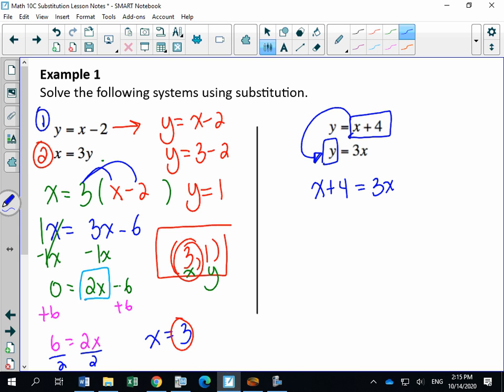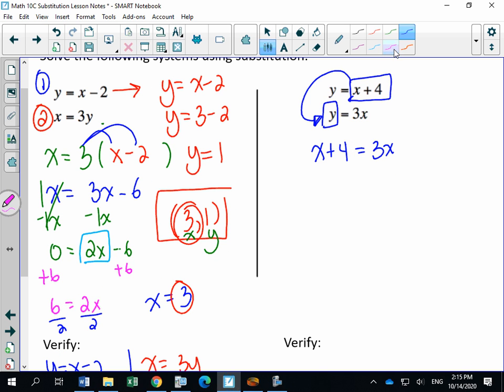So now I'm just dealing with a second system. We've got to combine our x's.